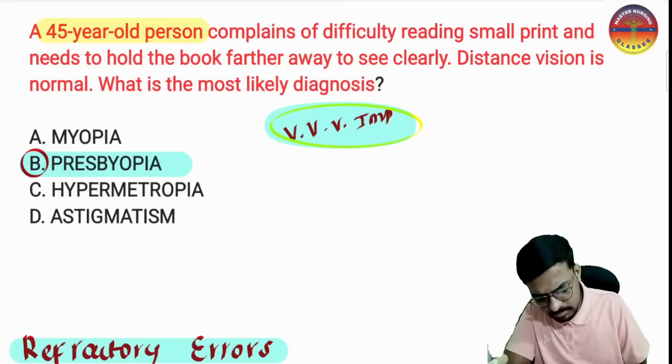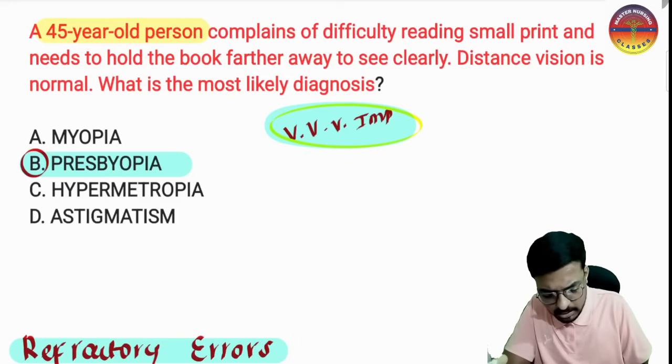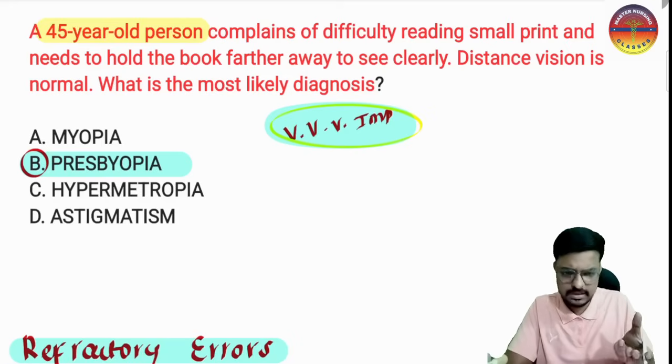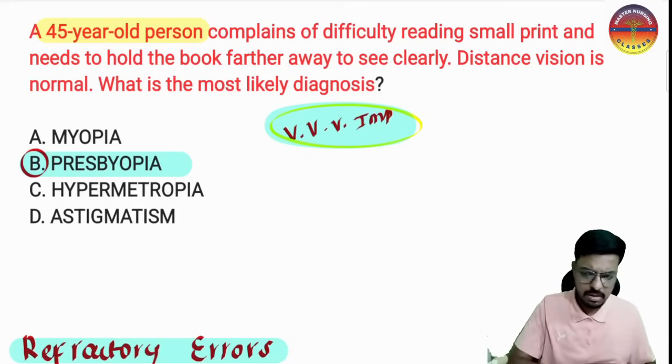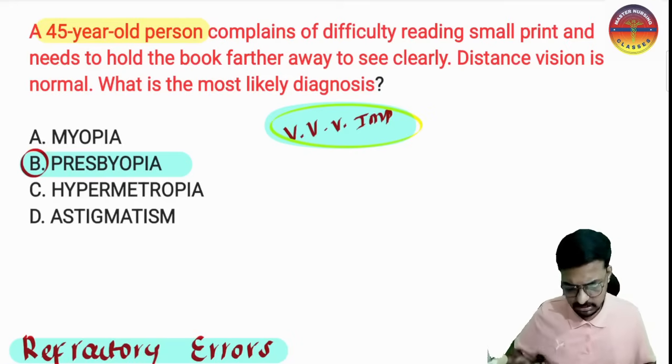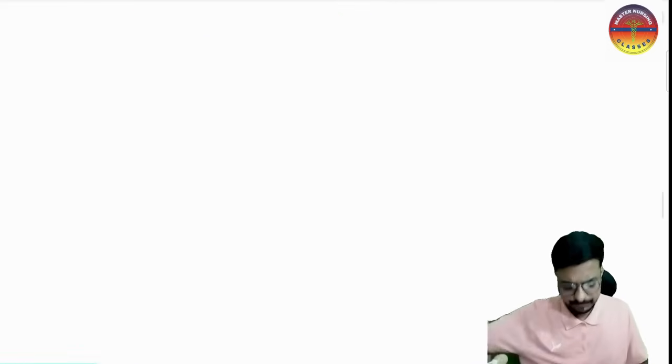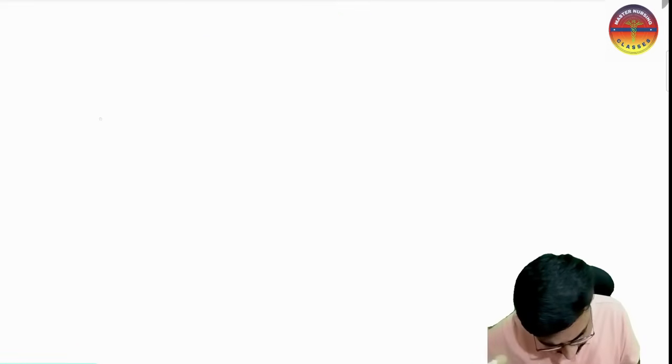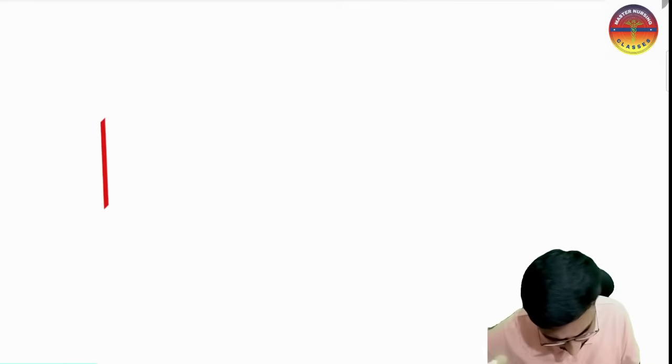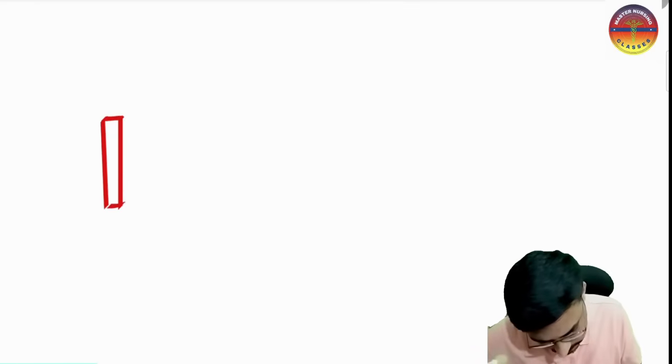So I will make a diagram and clear up a little bit of the basics to help you choose the correct answer. Then I will go into detail about myopia, hypermetropia and astigmatism. So understand here basically. We have one object here, you consider. This is the object we have here. This object we are seeing.